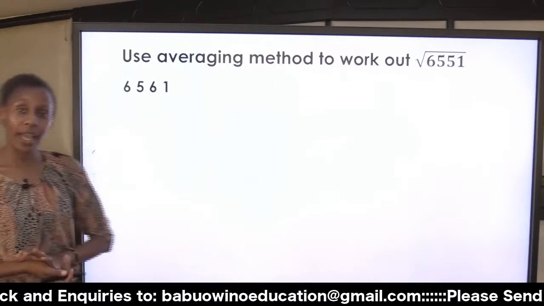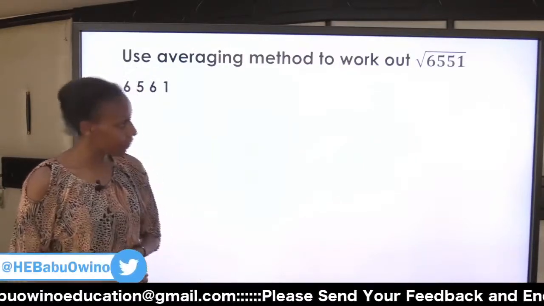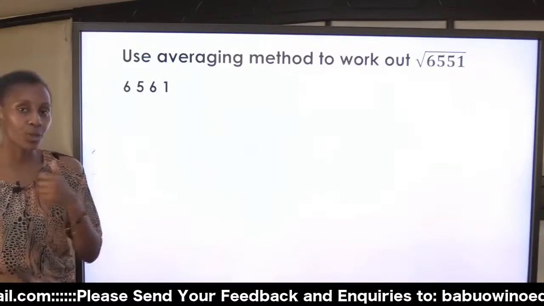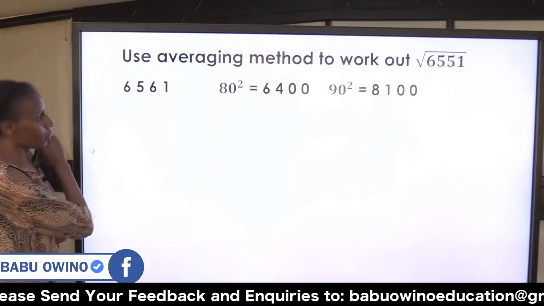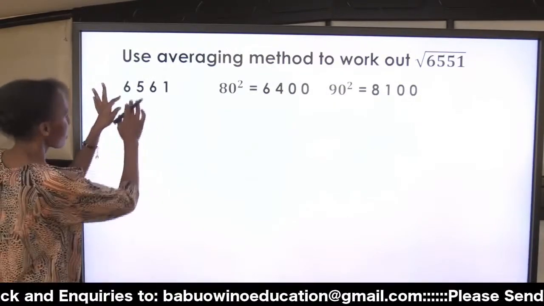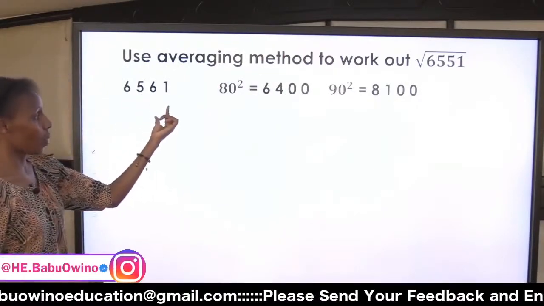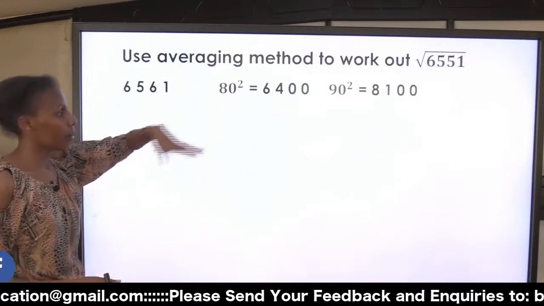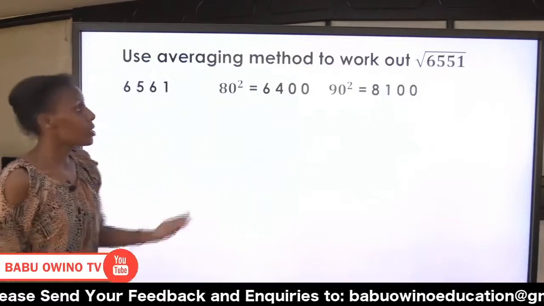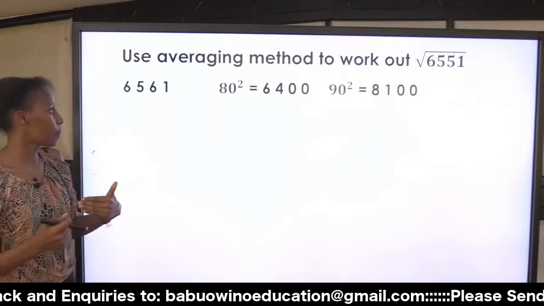Okay. Now we have an even bigger number, 6,561. And we want to use the averaging method to get the square root. Step number 1, we ask ourselves, where does it lie? 6,400 is closer to 6,561 when I square 80. But when I square 90, then I'll get 8,100. So I'd rather take 80, which is closer.